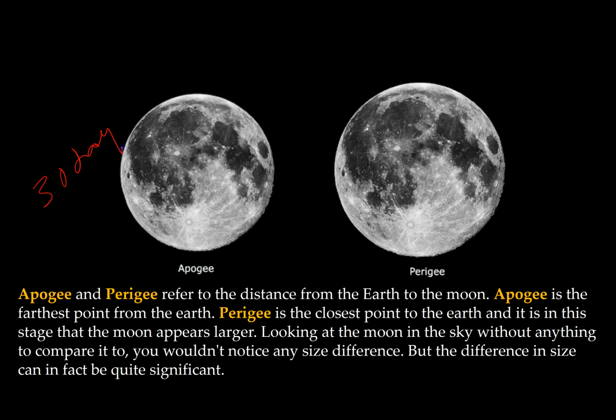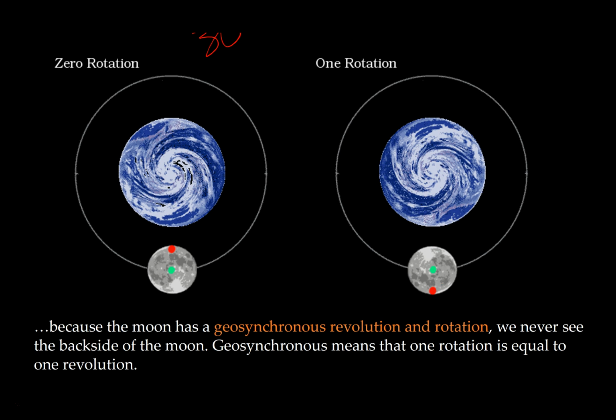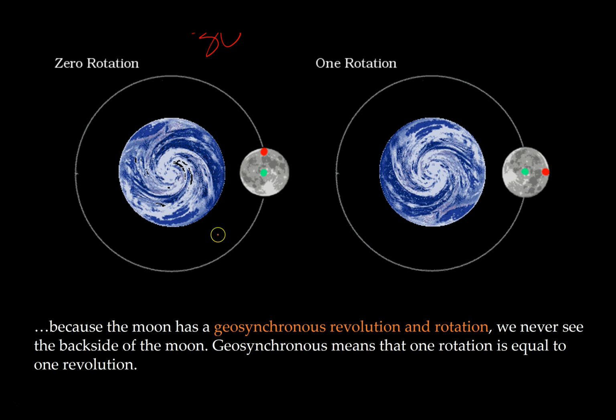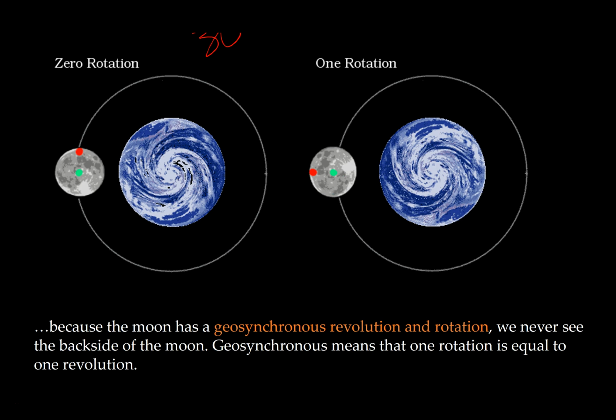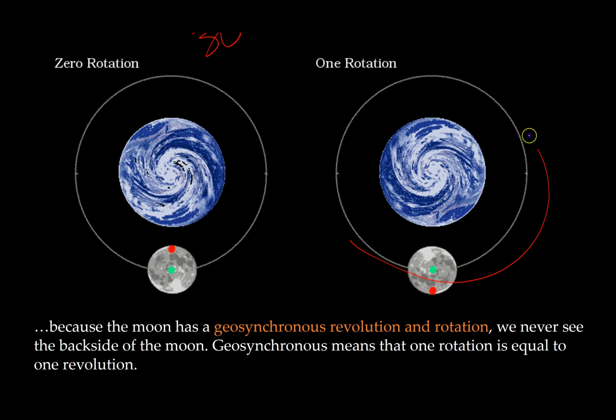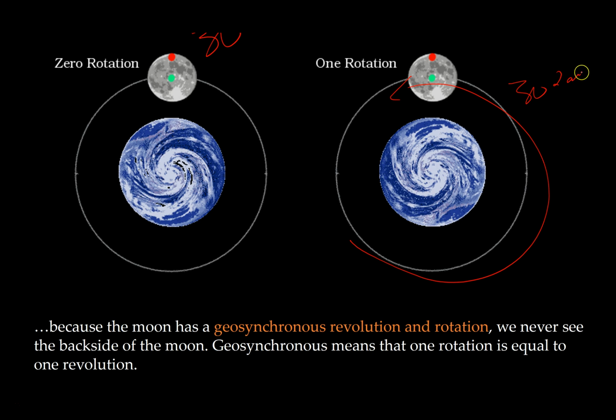30 days. Well, if you were to actually look at this 30 days, what ends up happening here is now its revolution. How long does it take to make one complete orbit? Well, that's also 30 days.